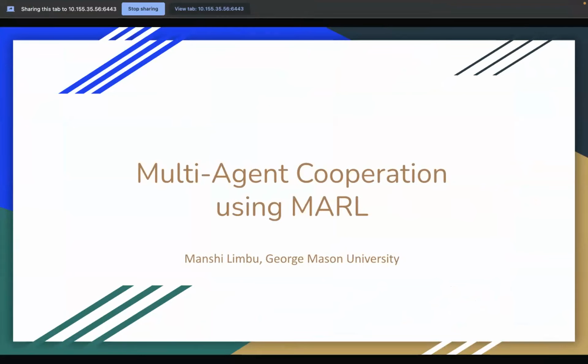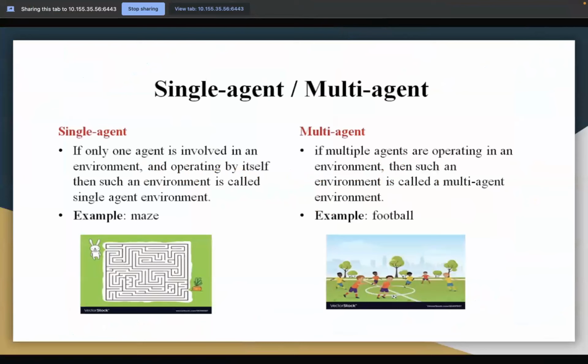So I'm going to talk about multi-agent cooperation using multi-agent reinforcement learning. So let me start with the background. A single agent means just one agent in an environment, with just one intelligence trying to achieve some goal or task, and multiple agents means there are more agents involved in the environment to achieve some kind of collective goal.